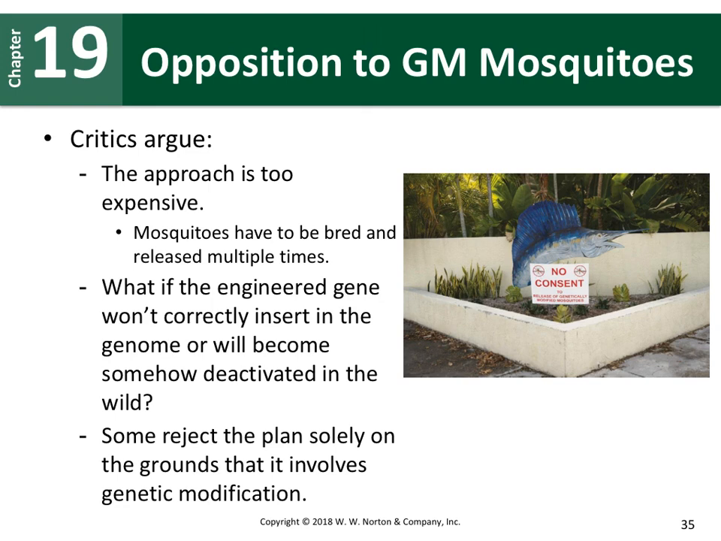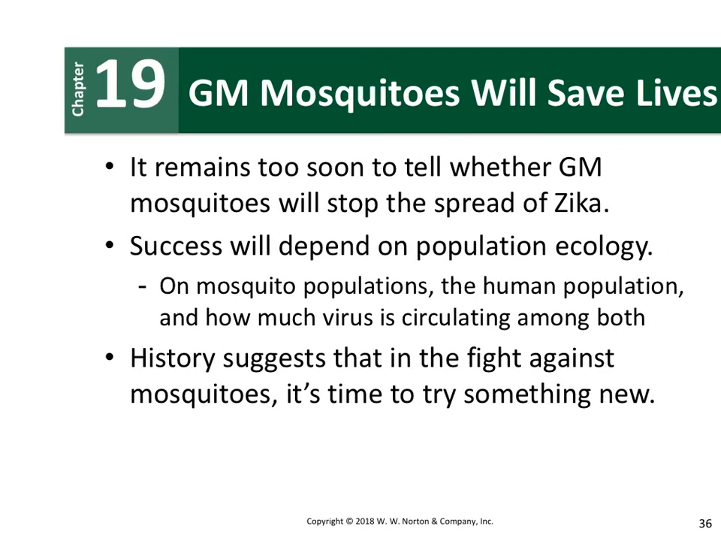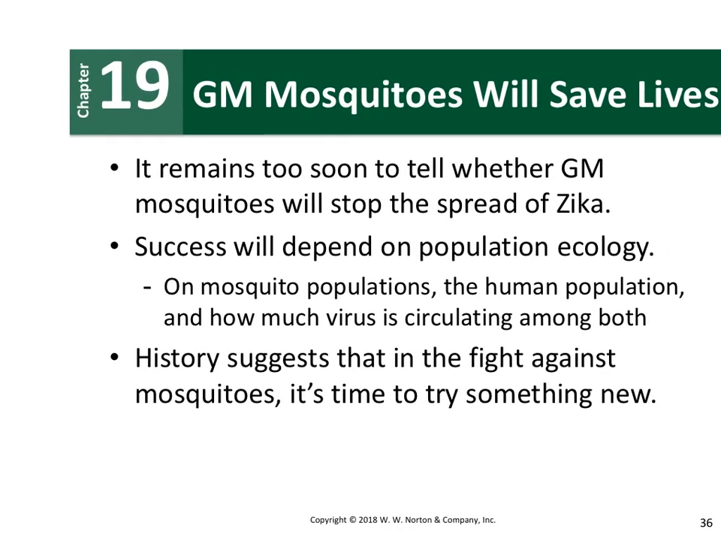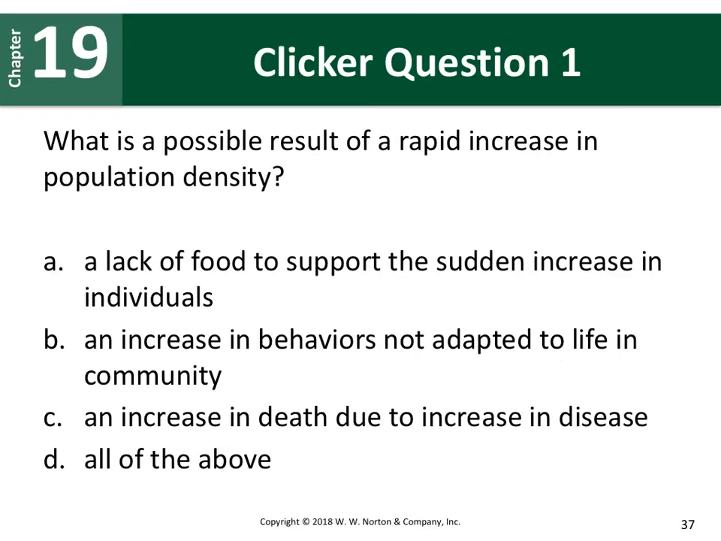So why don't we use these mosquitoes? Well, it's expensive, obviously. Biotechnology. What if the engineered gene won't correctly insert into the genome or becomes activated? Some reject it solely on grounds that it's genetically modified. It remains too soon to tell whether GM mosquitoes will stop the spread of Zika. Success will depend on the population ecology. History suggests the fight against mosquitoes is ongoing. Time to try something new. Okay. And that's it.